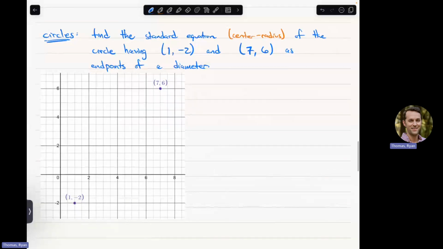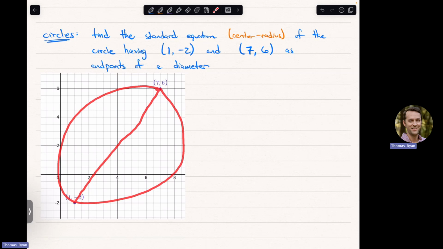All right, today we are talking about circles. So we have some information about a circle. We want to find the standard equation. Standard equation requires two things, the center and the radius of a circle having these 2 points as endpoints of a diameter. So again, the endpoints of a diameter means that if I connect those with a straight line, then that straight line is the diameter of the circle.